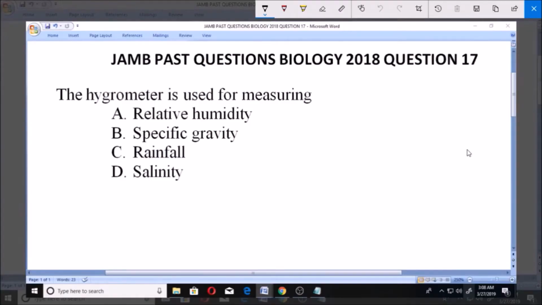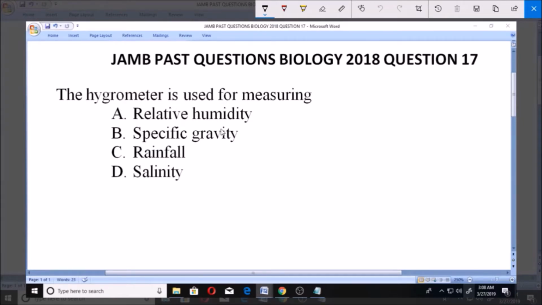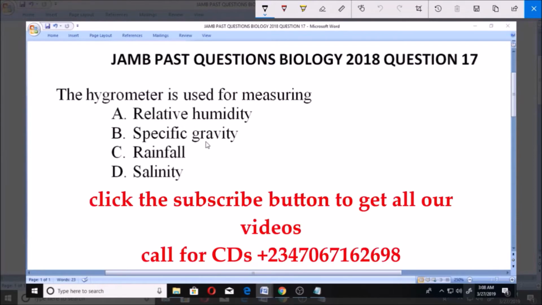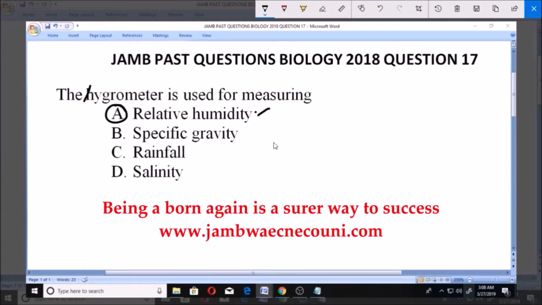Hello, welcome. Let's look at these JAMB past questions, Biology 2018. Question number 17. The hygrometer is used for measuring A. Relative humidity, B. Specific gravity, C. Rainfall, D. Salinity. Now the hygrometer is actually used in measuring relative humidity. That is what you use a hygrometer to measure.